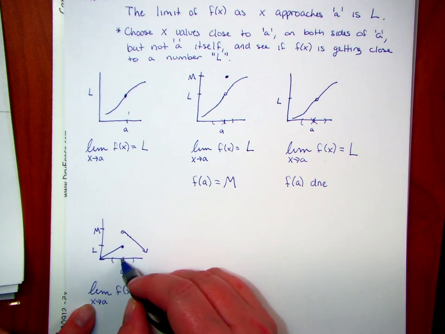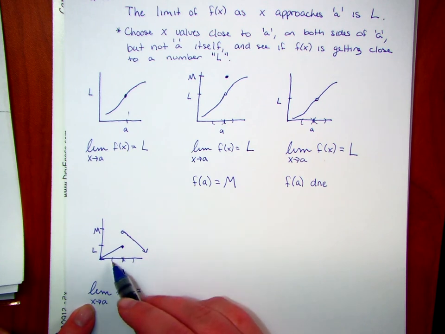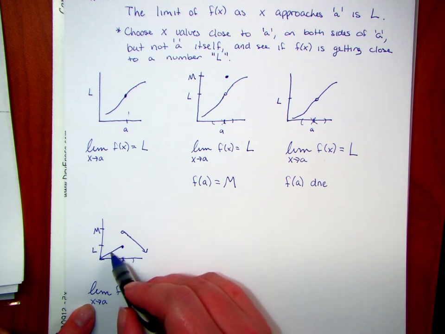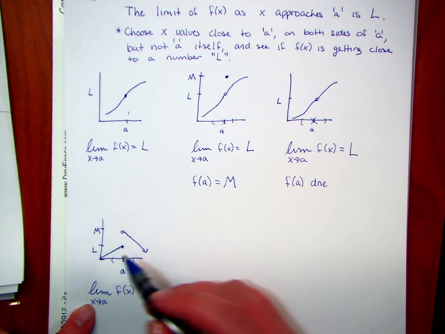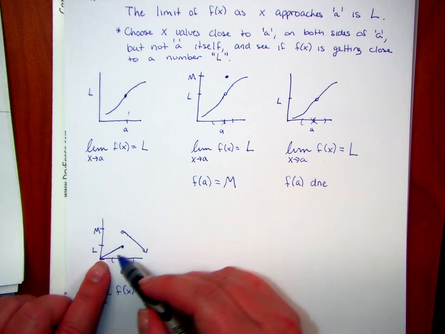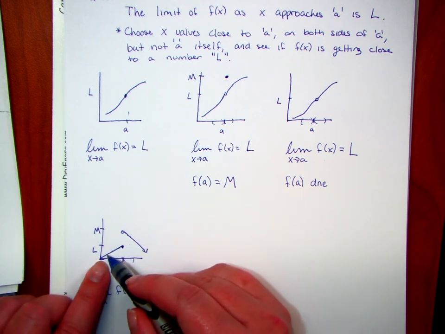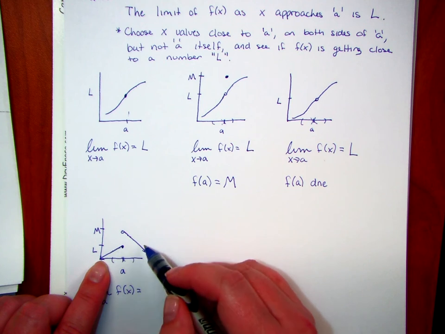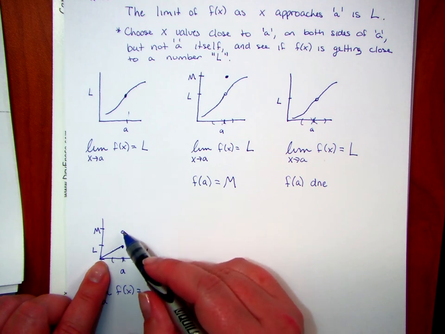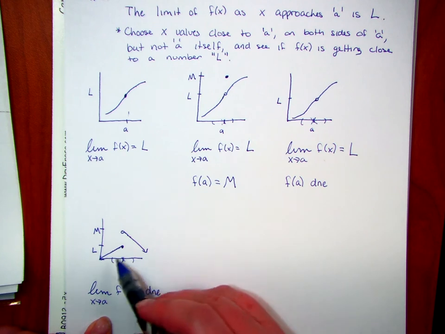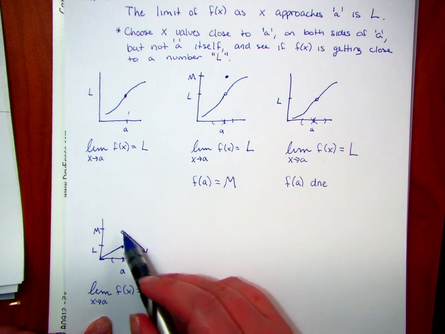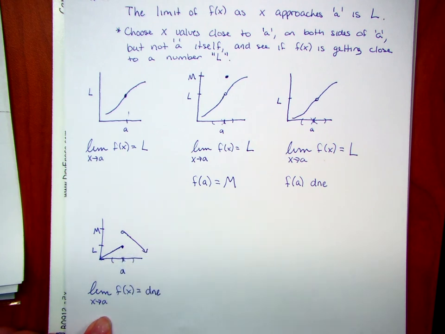And if I were to pick x values less than a and plug them into the function, these function values are getting closer and closer to L. So because there's a gap here, because when we pick x values less than a we're getting L, and when we pick values greater than a we're getting values closer to M, we say this limit does not exist. So it's got to approach the same number on the left and the right.